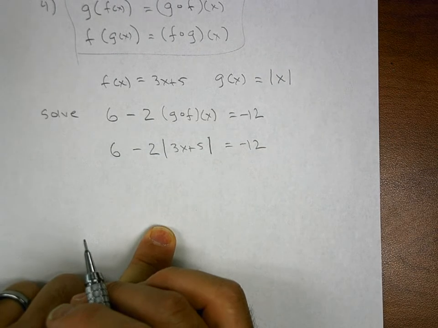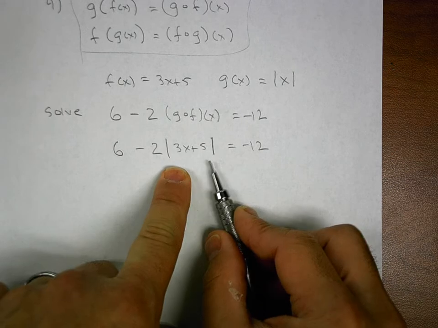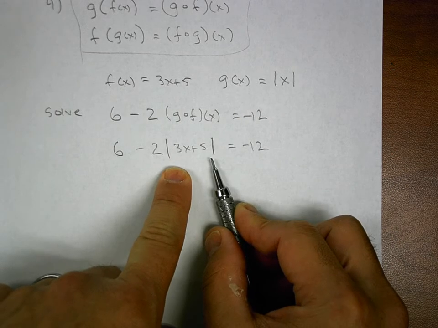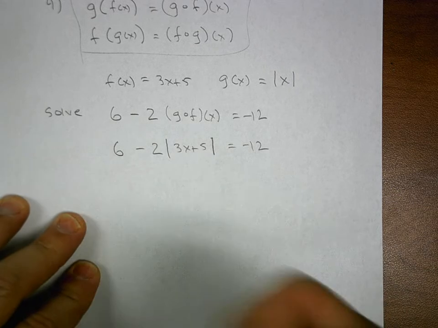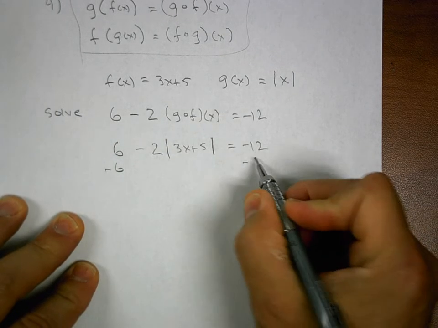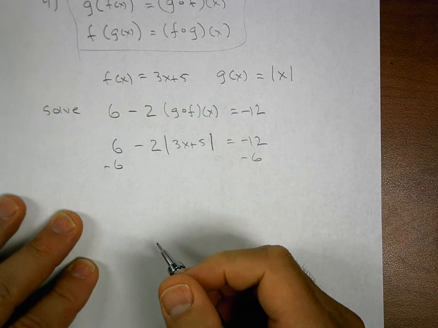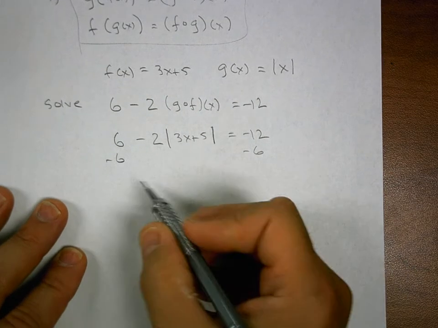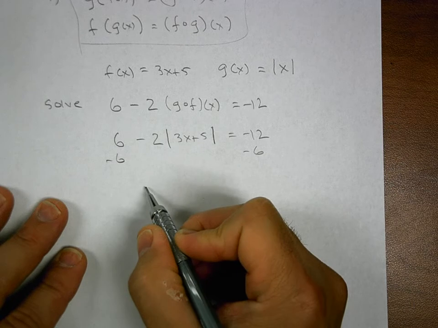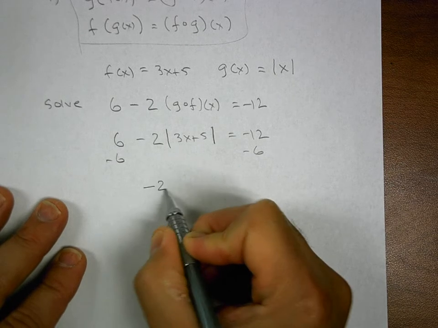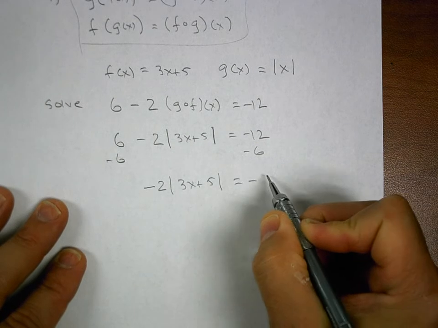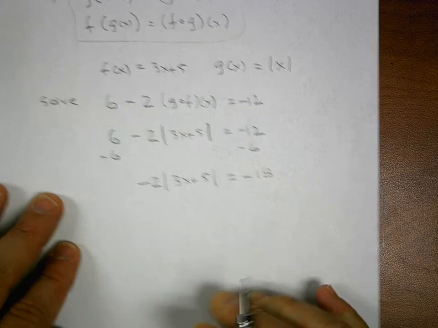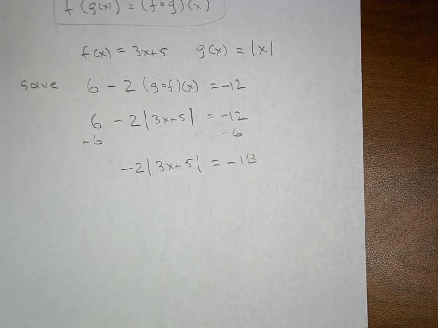There we go. We want to isolate this absolute value, get it by itself. So let's get rid of the 6 first. Minus 6, all good algebra skills here. So we are left with negative 2 absolute value, 3x plus 5 equals negative 18. Just working on our basic algebra here.